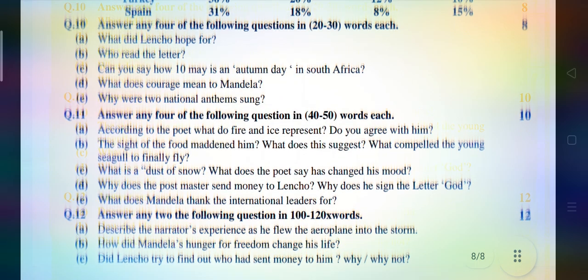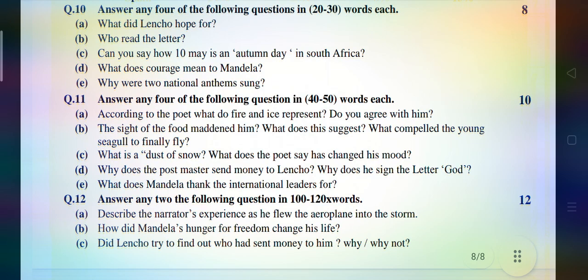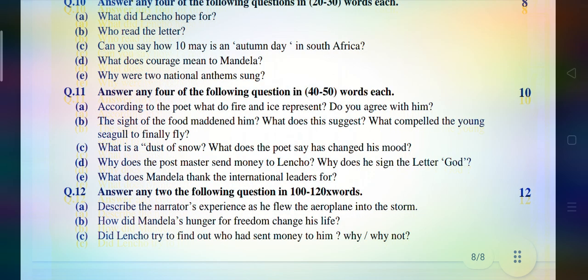Answer any 4 of the following questions. These questions are based on your literature, and I hope every child has prepared all the questions regarding their literature and supplementary. I hope you have got all the doubts and questions.